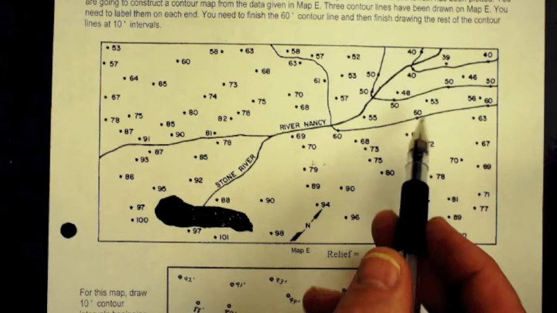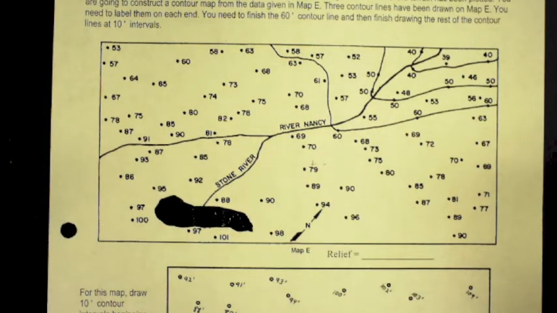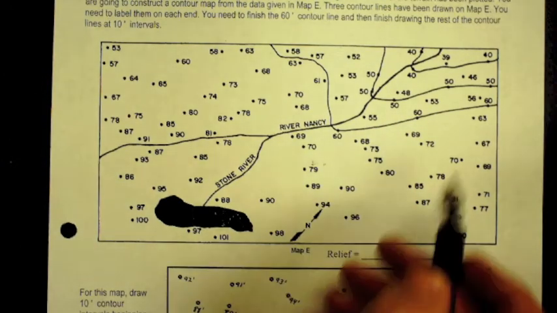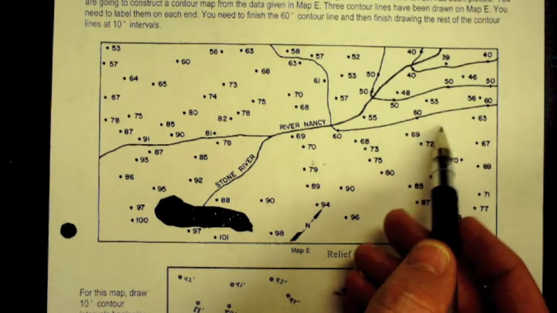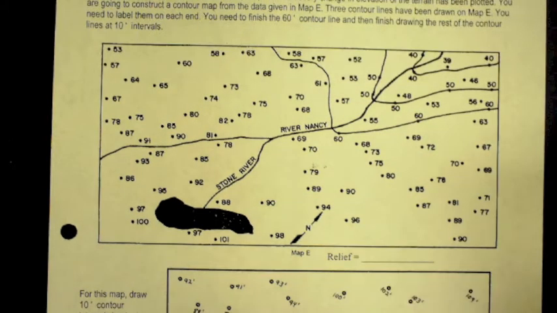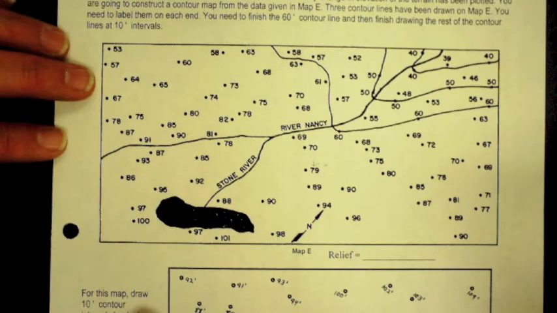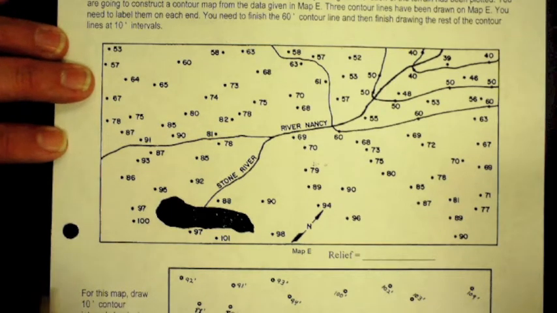These elevations tell us what it exactly was in those spots. In between those marks, we don't really know exactly, so we're going to have to estimate. And we're going to use those to draw our contour lines. We can draw pretty accurate ones if we guess it.